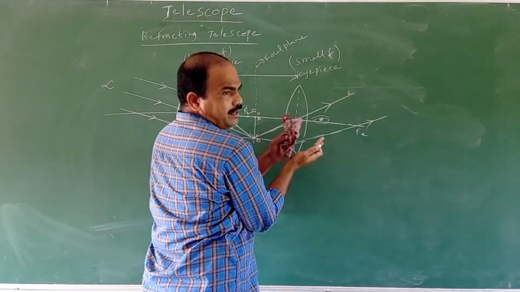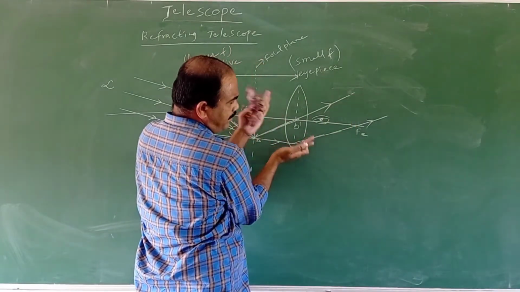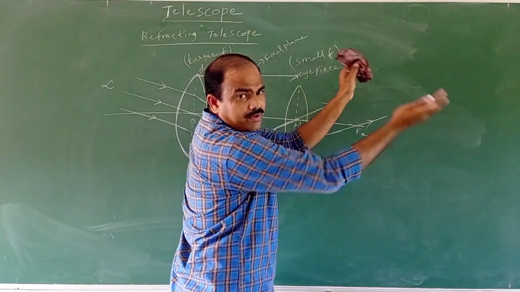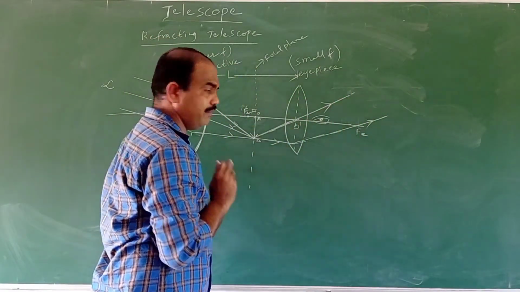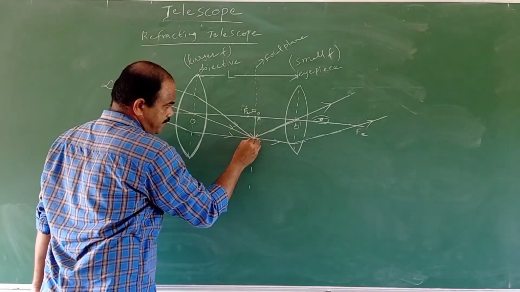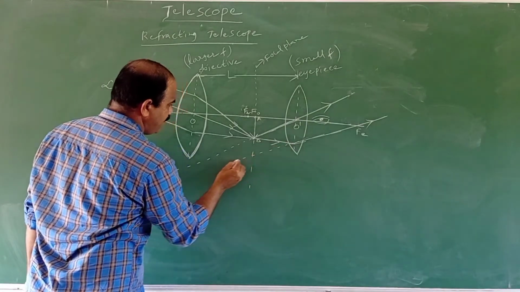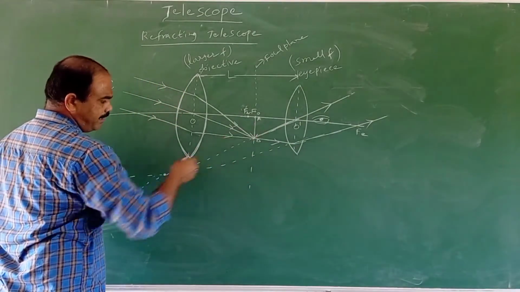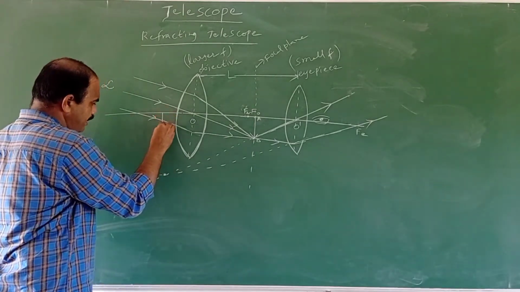So they look like divergent rays. The distance between them gradually increases as they move away from the lens. That's why they are divergent rays. They never intersect. So to intersect them, the rays are extended back, and the extended rays meet here. That's why the image is formed here.